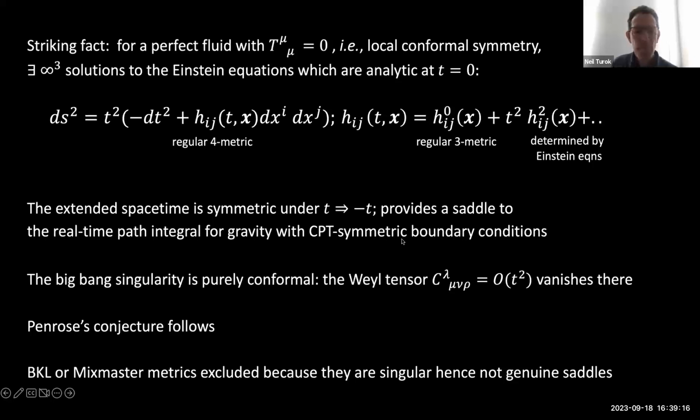You can check that with this metric, which is expressed as a Taylor series around t equals zero, the Weyl tensor vanishes at t equals zero. It's just a result of this t goes to minus t symmetry. And so it vanishes exactly at t equals zero. And this means that the Penrose conjecture actually follows from the path integral for gravity with CPT symmetric boundary conditions. So I think that's quite remarkable. Penrose was not making this conjecture on purely classical grounds, only thinking about a one-sided universe.